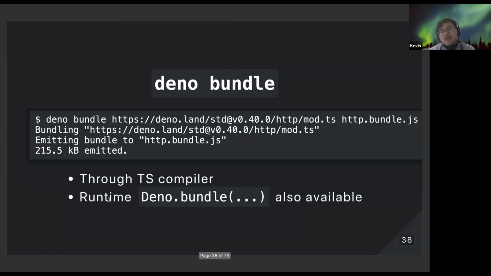So, deno bundle. This basically allows you to bundle your scripts into a single bundle. It will resolve all the URL imports and all the other imports you have in the file, and try to bundle them into a single file. It's done through the TS compiler, and it's functionally pretty close to the Deno.bundle runtime API that I mentioned before.